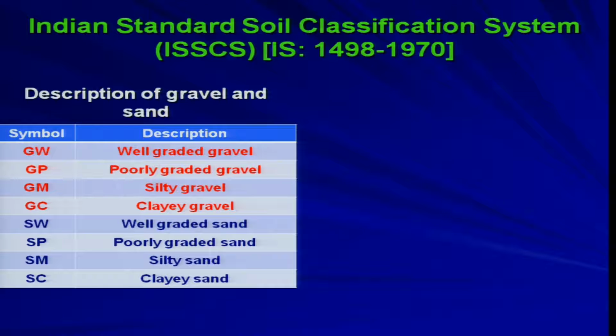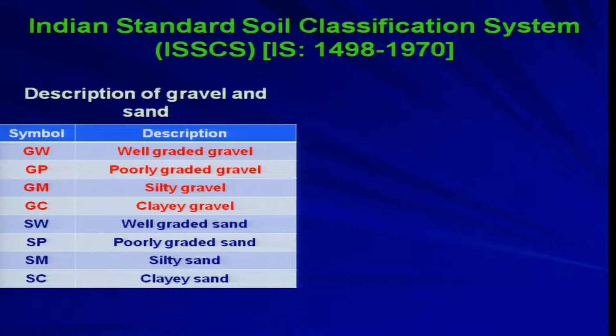If you try to denote gravel and sand, you have a few symbols. If you want to denote the gravel fraction, well graded gravel will be denoted as GW. Similarly, poorly graded gravel will be denoted as GP, then silty gravel GM and clayey gravel GC. Now you see that G is coming as a prefix, as we discussed in the last class, and W, that is the gradation, as well as the clayey or silty nature, will be coming as suffix.